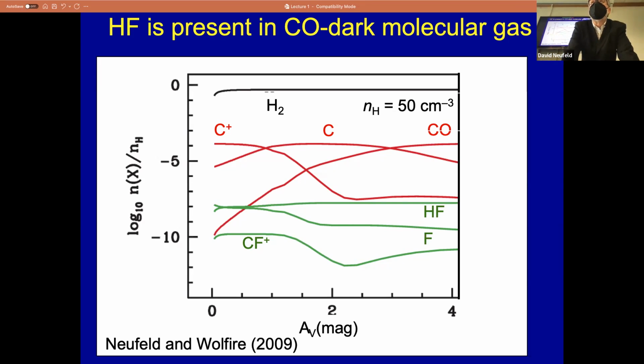Yeah. I know why CF plus drops as you go to an A_V of 2, because C plus is going down. It's going down, but it's going into carbon. Right. But what causes it to rise? It's because CF plus is being destroyed by electrons, and the electrons in this model come from the ionization of carbon. So that's the explanation for that. So there's a lot of subtle effects that come into these molecules that you have to think very hard to understand.